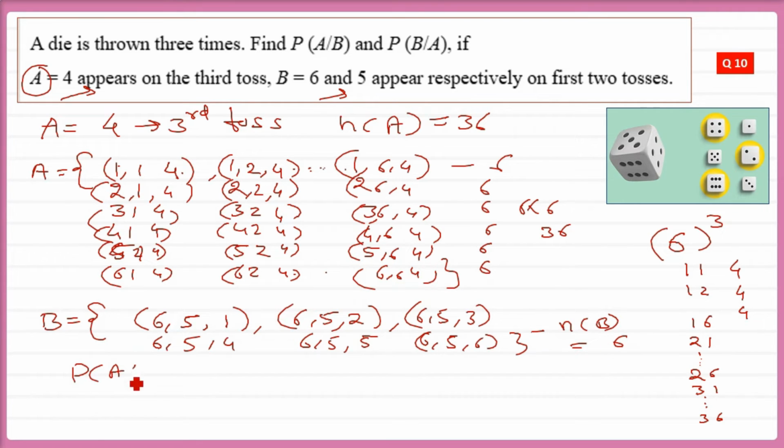Now the probability of A given B, that is the probability of A when B has happened, and the probability of B when A has happened. So we are doing both the probabilities together.